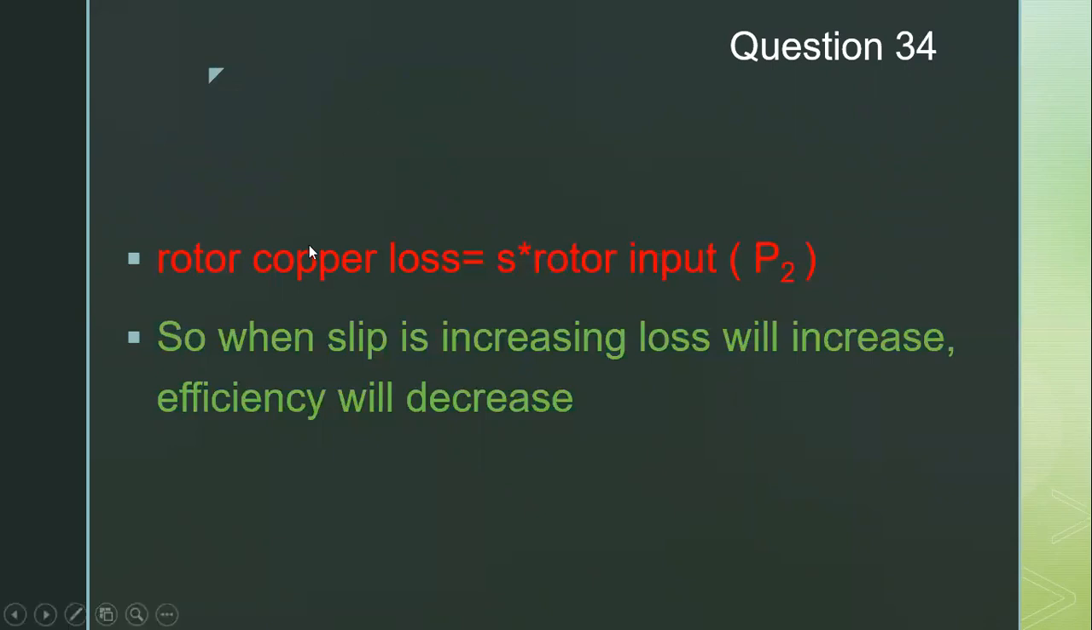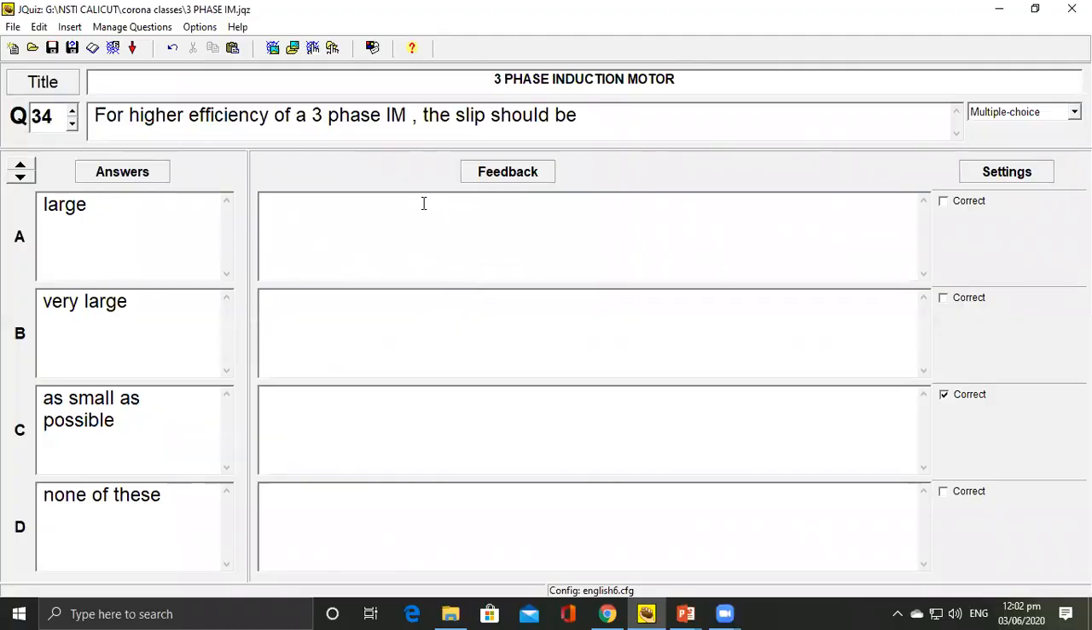Rotor copper loss is equal to slip times the rotor input. If the slip is increasing, what will happen? Copper loss will increase and efficiency will decrease. So for higher efficiency, what will happen? Slip will be very small, so you can make it as small as possible.